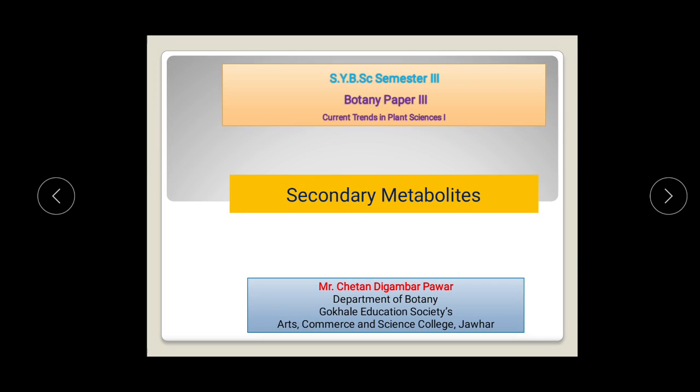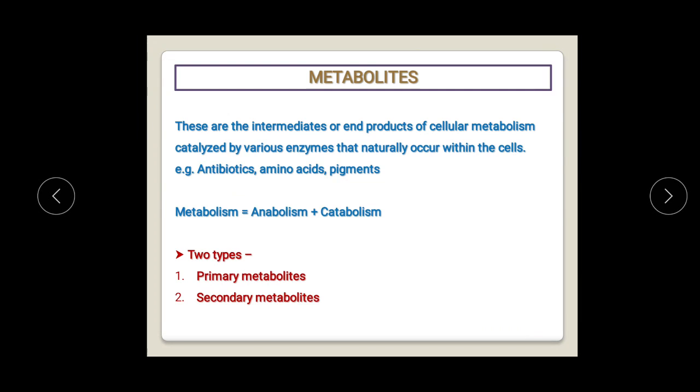Now before going to the secondary metabolites, let's have some basics regarding the metabolites. You all know that the metabolites are the intermediates or the end products of the cellular metabolism, which is catalyzed by the various enzymes that naturally occur within the cells. All living cells have the presence of metabolites. These metabolites are the intermediates or the end products of cellular metabolism.